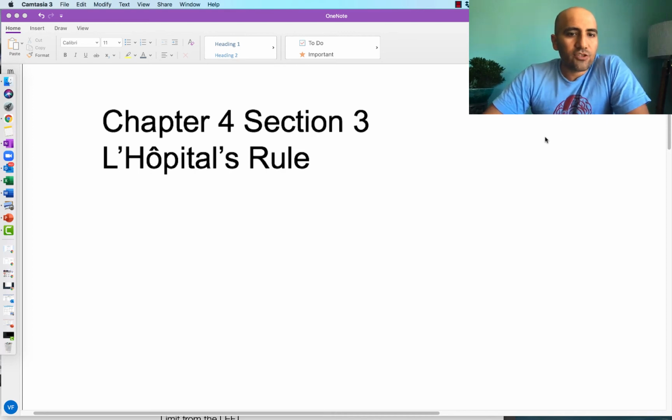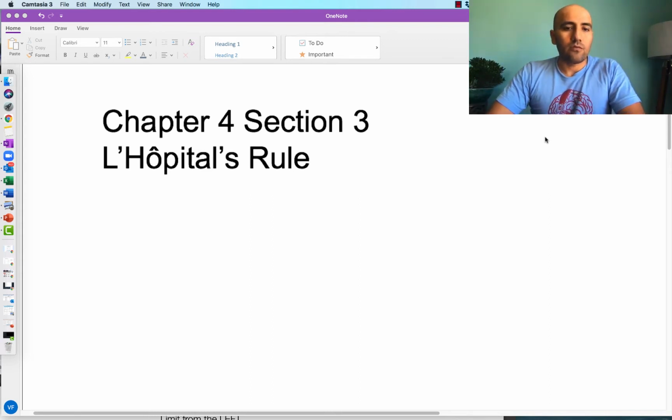Okay, Chapter 4, Section 3, L'Hopital's rule. In this section, we're going to revisit the same concepts that we studied back in Chapter 2 when we were working on limits, and we're going to add to it. Before we jump into how we're going to add to it, though, I want to take a few minutes to refresh our memories on what we did back in Chapter 2 so we can be ready for this new addition to those rules and to the ideas that we've already developed.